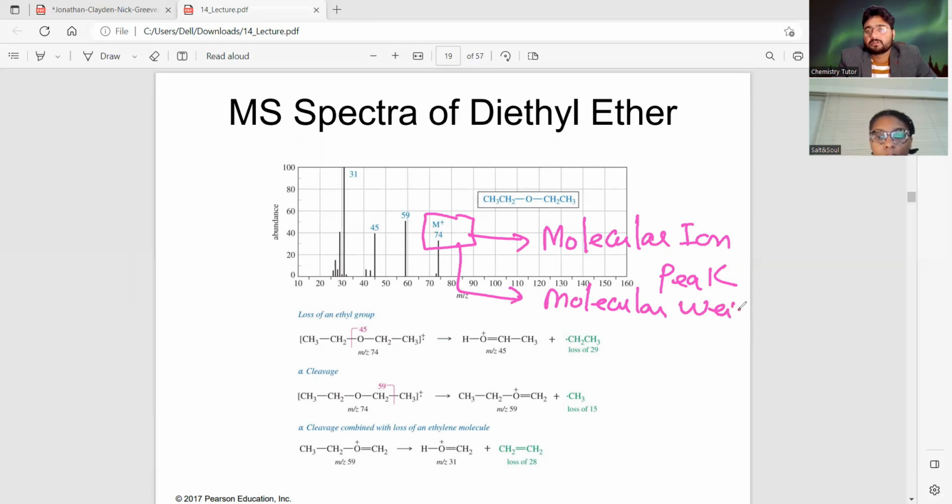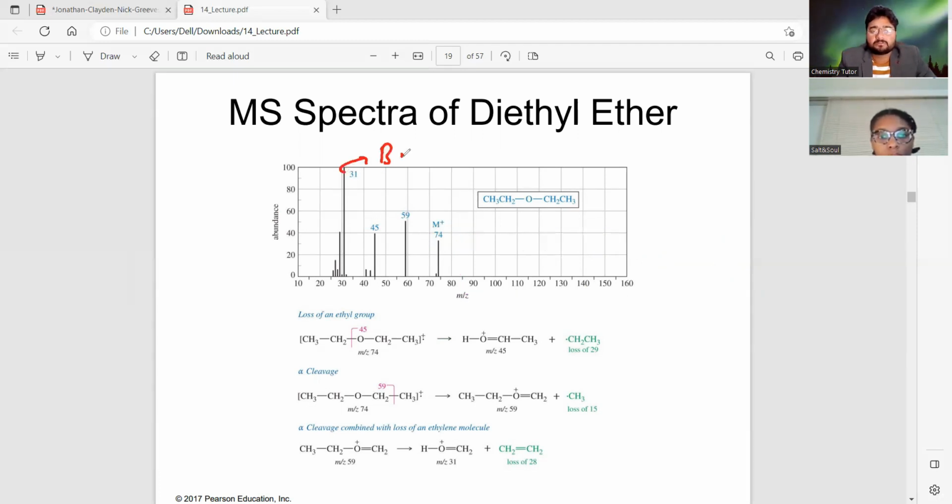Secondly, this peak is called the base peak. The intensity of the base peak is maximum, mostly 100. Its abundance is 100 because this fragment is stable. So this is the base peak.